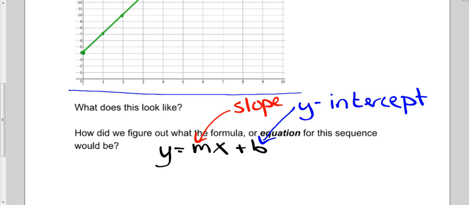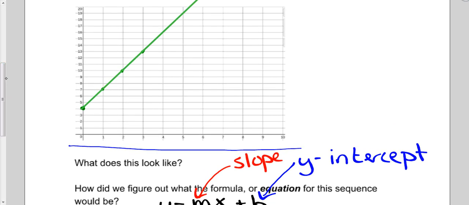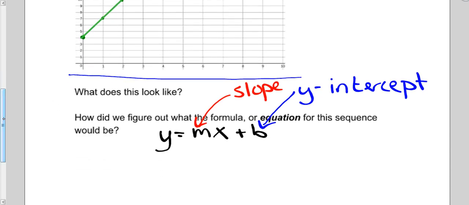Now, to find my y-intercept, I simply look at where this line crosses the y-axis. And remember, the y-axis is the one that goes up and down right here. And my line crosses the y-axis right at that point, so at 0, 4. So my y value is 4. So I'm going to replace b with 4, because 4 is my y-intercept. I'm going to keep the x.